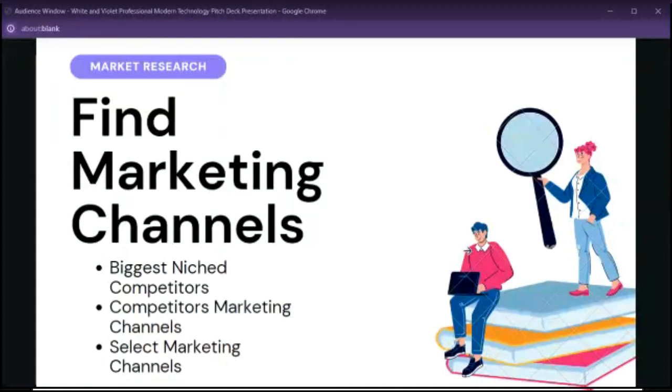Then, which channels are they using? Are they using Facebook? Are they using Instagram? Or are they using YouTube? They may not use all the platforms, but you don't need to use all the platforms either. You can use the ones you know best. And that is where selecting your channels is very important.